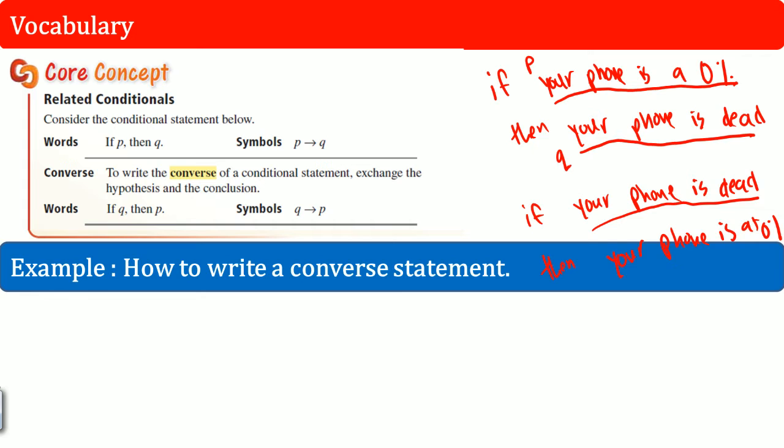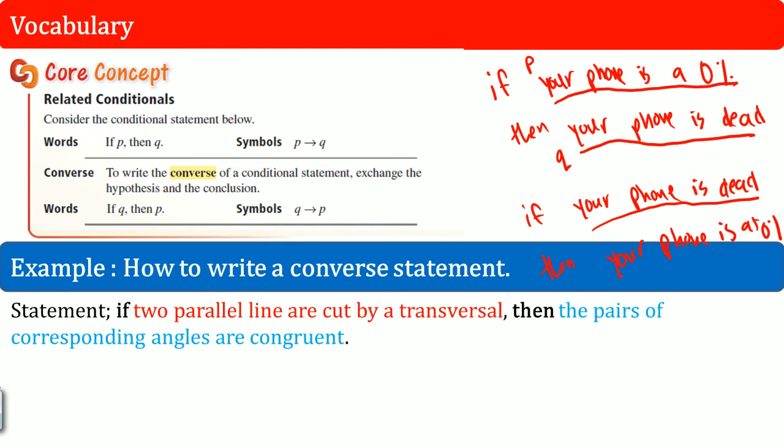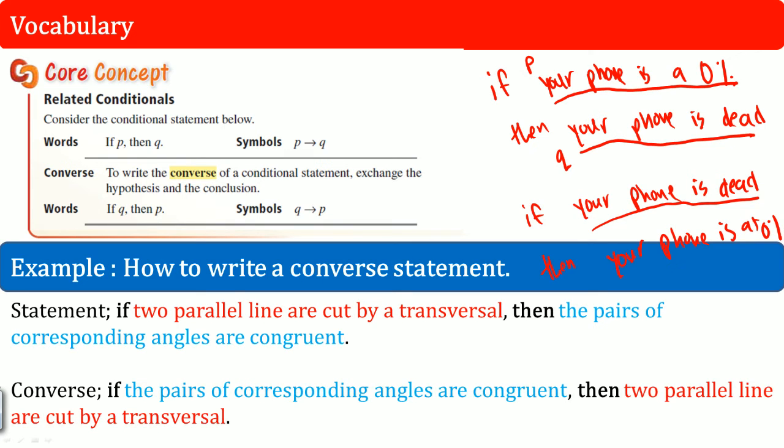Here are examples of how to write a converse statement mathematically. Statement: if two parallel lines are cut by a transversal, then the pair of corresponding angles are congruent. The P is highlighted in red and the Q is in blue. The converse would be flipped. Converse: if the pair of corresponding angles are congruent, then two parallel lines are cut by a transversal. You're just flipping the P and the Q.